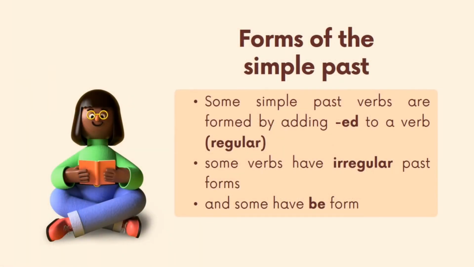There are 3 forms of the simple past. Some simple past verbs are formed by adding suffix ed to a verb. It is called regular verb. So, form number 1 is regular verb. Some verbs have irregular past forms. It is called irregular verb. So, form number 2 is irregular verb. And some have be form. So the third form is be form.